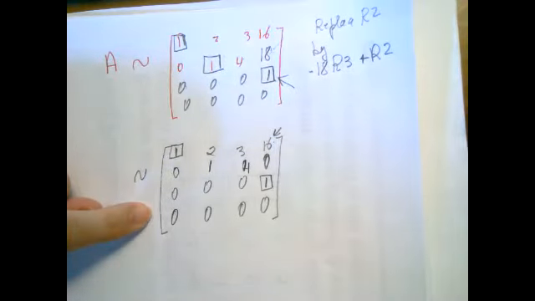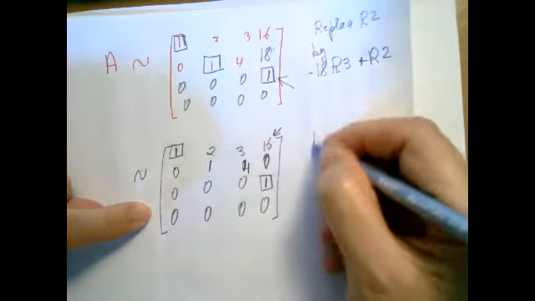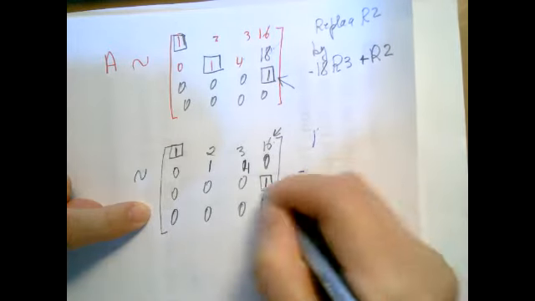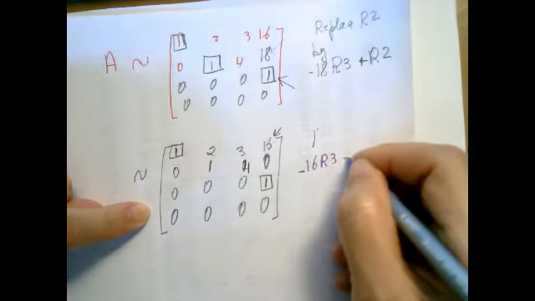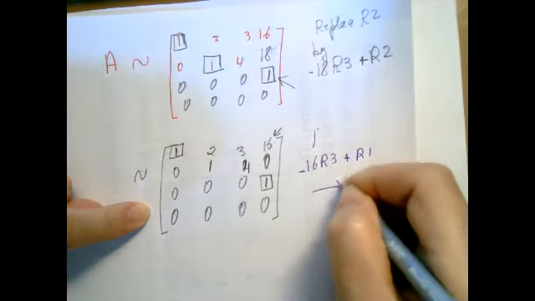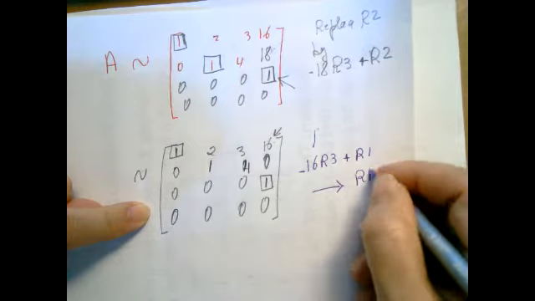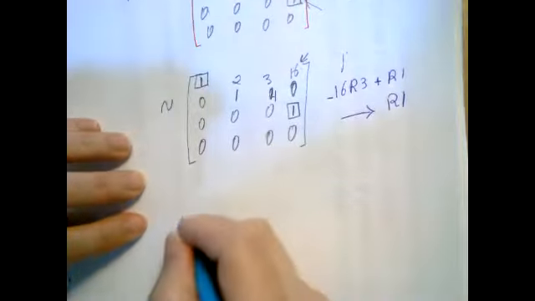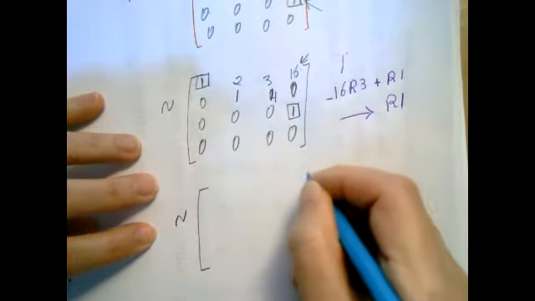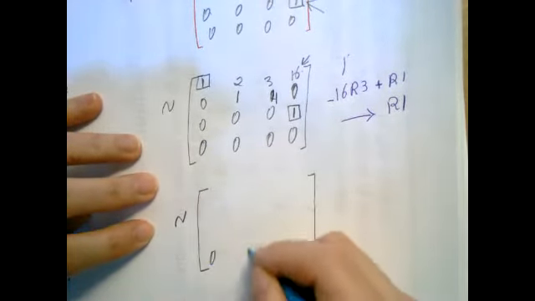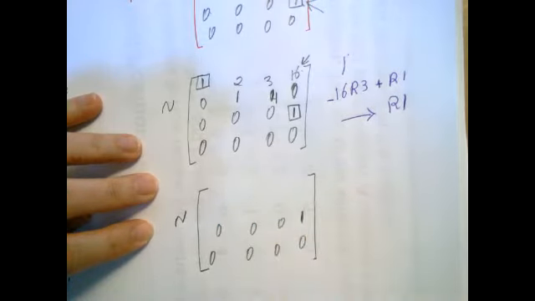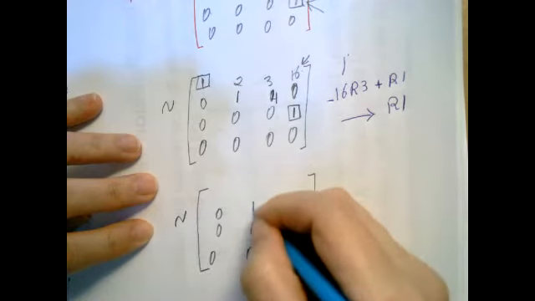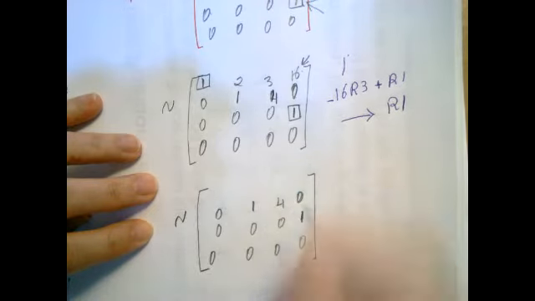So again, I'm going to do another replacement. I'm going to take the third row, times it by minus 16, add it to the first, and this is going to be my new first row. So let us see what we do. I did not touch the last row. I did not touch this one. And this one, I didn't touch it.